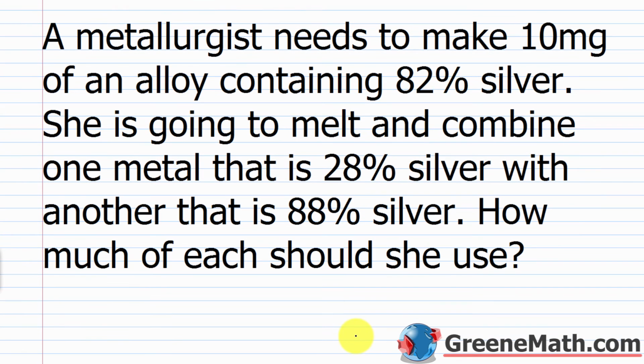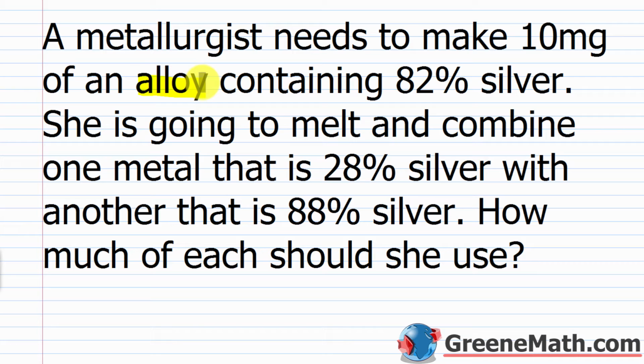All right, so let's take a look at a harder one now, one that's going to involve the use of variables to solve. A metallurgist needs to make 10 milligrams of an alloy containing 82% silver. So let's stop for a second. Some of you don't know what an alloy is. An alloy is a metal that's made by combining 2 or more metallic elements.